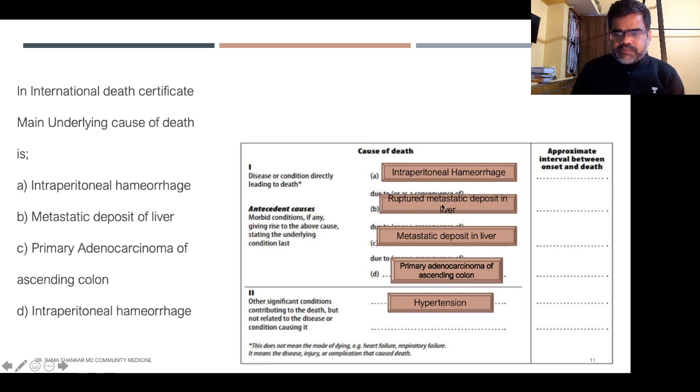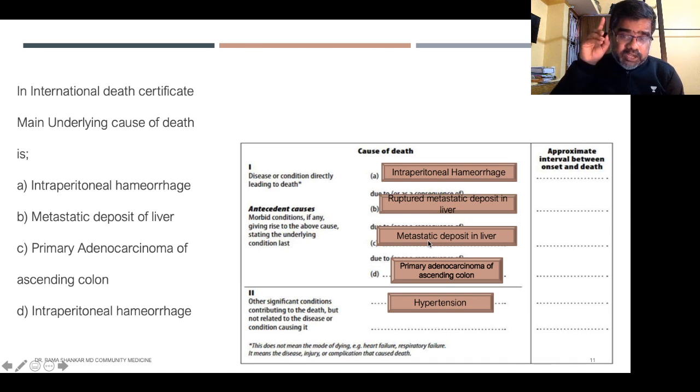Now from where did this metastatic deposit in liver come? So there it was metastatic. From somewhere it came. So there was a deposit, a metastatic deposit in liver that ruptured. From where did this metastatic deposit in liver come? That came from adenocarcinoma of ascending colon. So ultimately, what is the main underlying cause of death here, based on the death certificate fields? It is primary adenocarcinoma of ascending colon. So your answer will be primary adenocarcinoma of ascending colon, not metastatic deposits of liver.